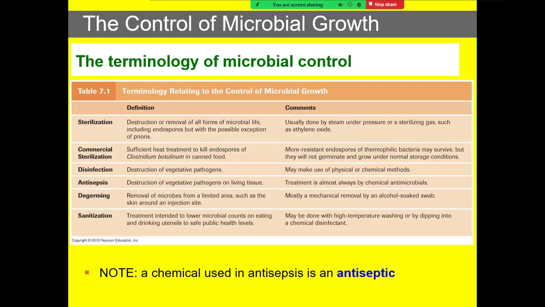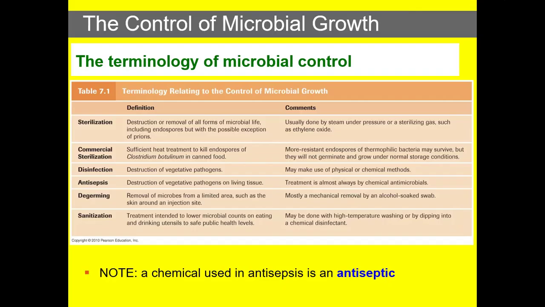Disinfection is the destruction of vegetative pathogens, usually by a disinfectant. It may not kill endospores, depending on what the disinfectant is. Most disinfectants do not kill endospores. Antisepsis is destruction of vegetative pathogens on living tissue. So the only difference between a disinfectant and an antiseptic really is what you're applying the agent to. If it's skin or living tissue, we call it an antiseptic, but if it's an object, we call it disinfection. Any question about any of that?